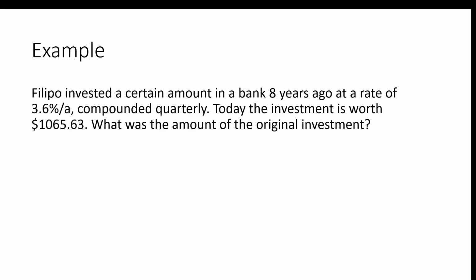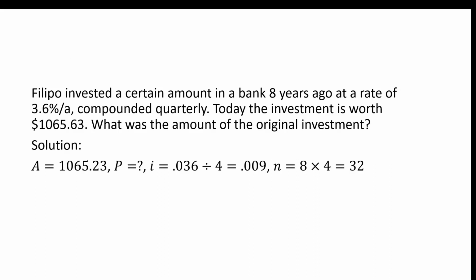Now imagine Filippo invested a certain amount in a bank 8 years ago at a rate of 3.6% per annum compounded quarterly, and today we see that the investment is worth $1,065.63. We'd like to know the amount of the original investment. So what we do is we say, well, our final amount is $1,065.23, but we don't know the principal invested. Now, the annual interest rate is 3.6%, so it's 0.036, but we need to divide by 4 to get our I value, and then we need to determine the number of years, which is 8, and multiply that by 4 to get our n value.